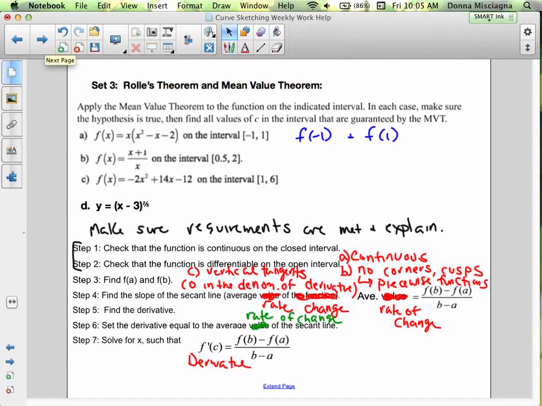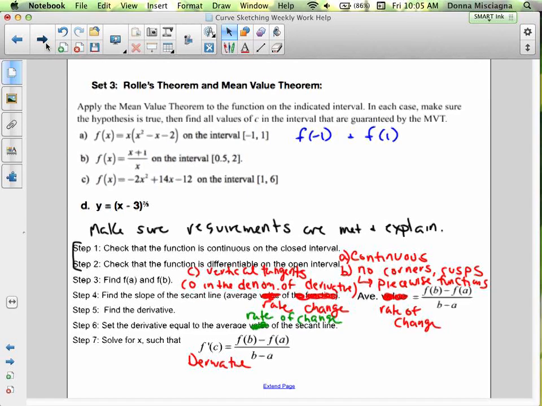Right? So it's just like, instead of setting the derivative equal to 0, because a horizontal tangent would have a slope of 0, you're setting it equal to whatever the slope of the secant line is. All right, and you're solving for x. That's all there is to it.